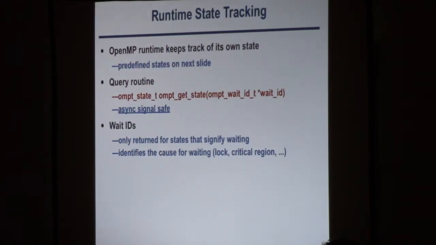So for runtime state tracking, each thread is keeping track of its own state, and it supports this OMPT get state API. And the idea is you can query to find out what the state is. And if the state is a wait state, like I'm waiting for a lock or a critical region, then the function will return a wait ID, and that will identify the thing that I'm waiting for, whether it's a critical region or a lock or an ordered section or several other things.